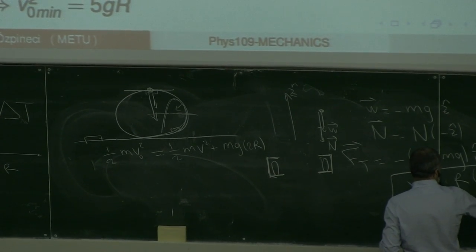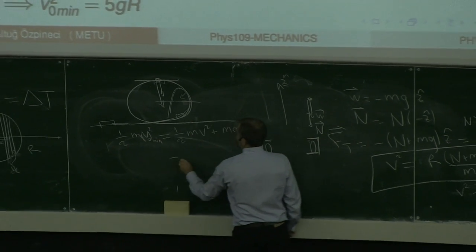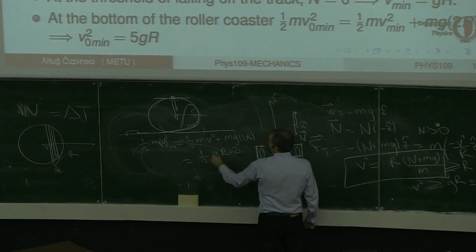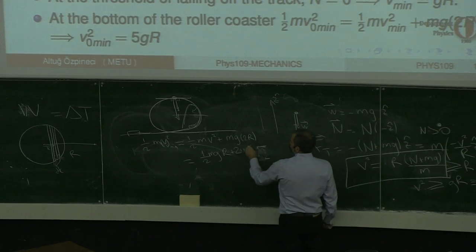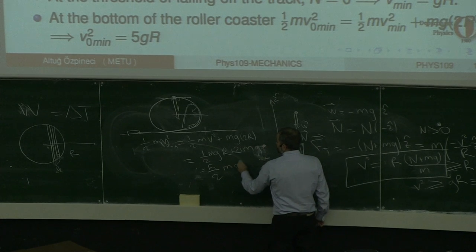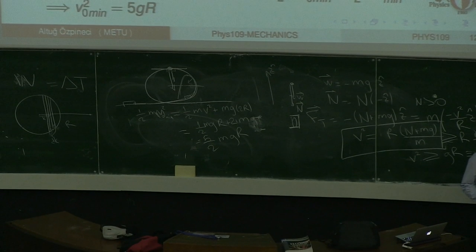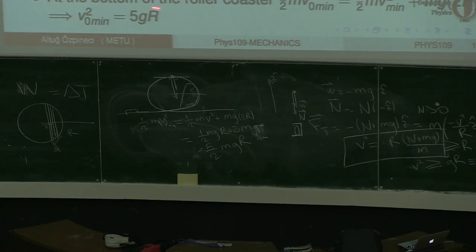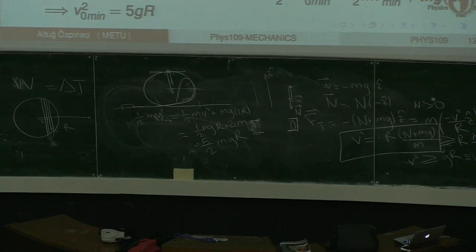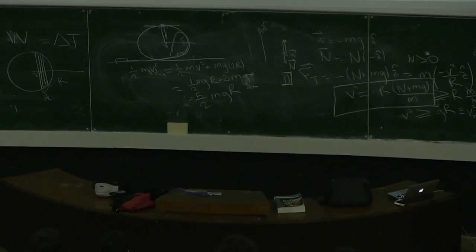Well, v squared is gr for the minimum speed. So 1 over 2 mgr plus 2 mgr. This is 5 over 2 mgr. And then you end up having the initial speed. The minimum initial speed that you should send the cart is such that v0 squared is 5 gr. It is 1 gr larger than the previous case, and that additional gr just gives you the speed at the top.